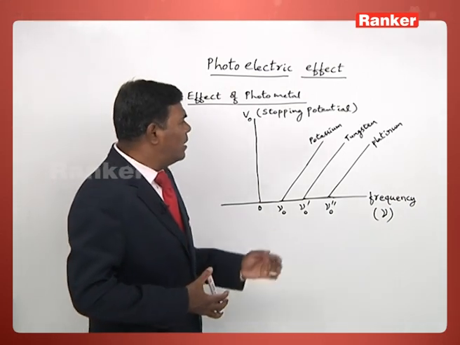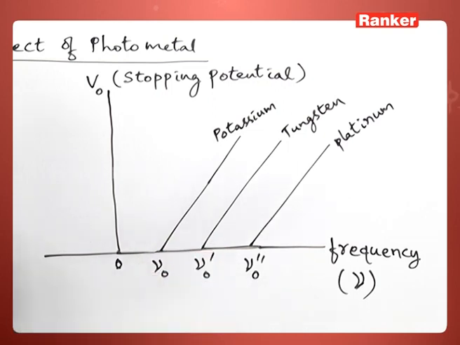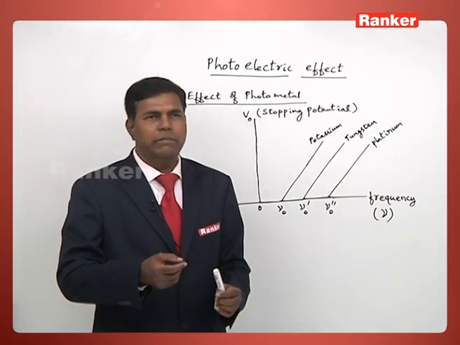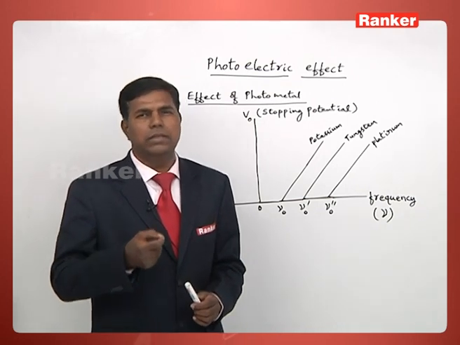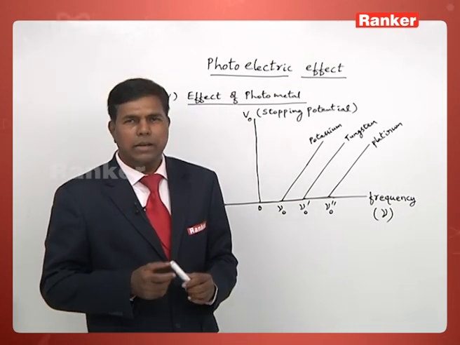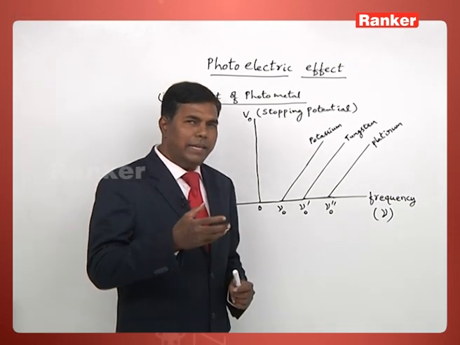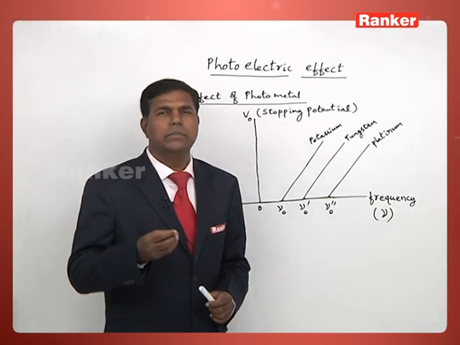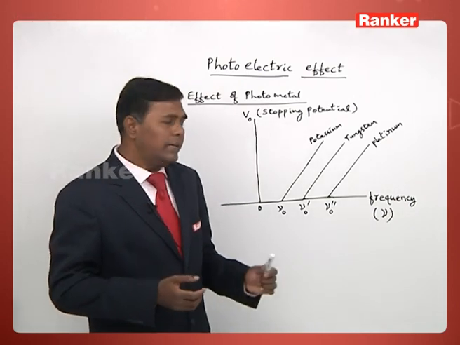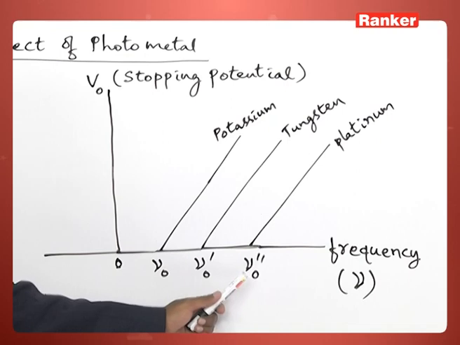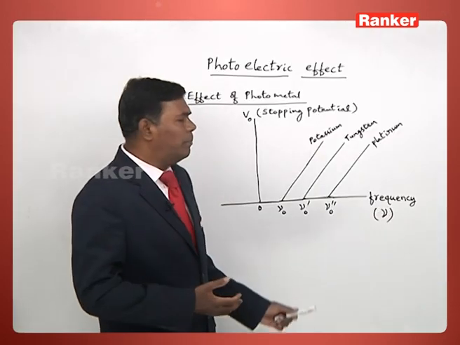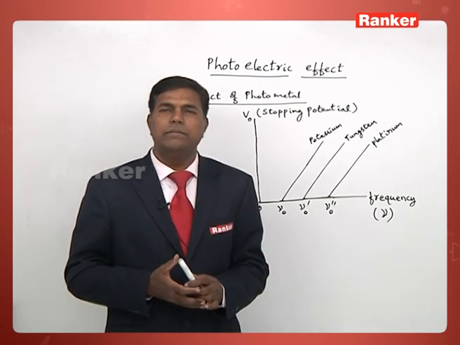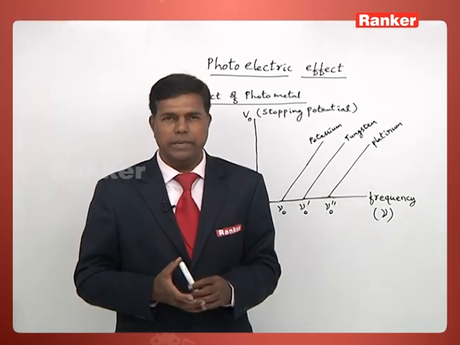On the other hand, metals like tungsten and platinum have a high value of work function. It implies that it requires greater energy to remove an electron from their surfaces. Accordingly, you require a more energetic radiation such as ultraviolet radiation or X-rays, and their threshold frequency is also greater when compared to alkali metals. So, that is the effect of photometal on the photoelectric effect.